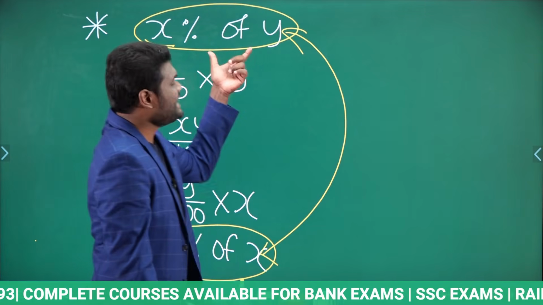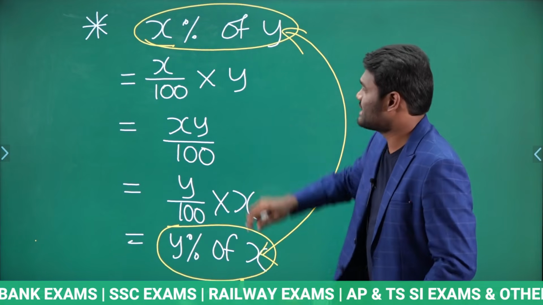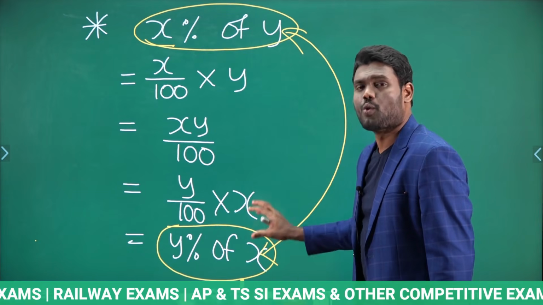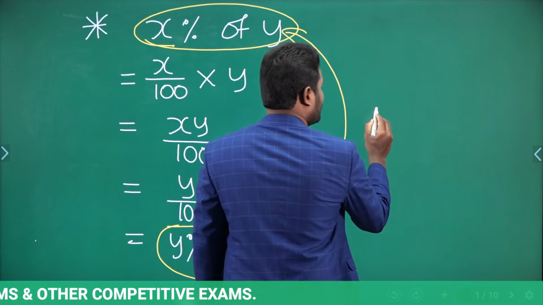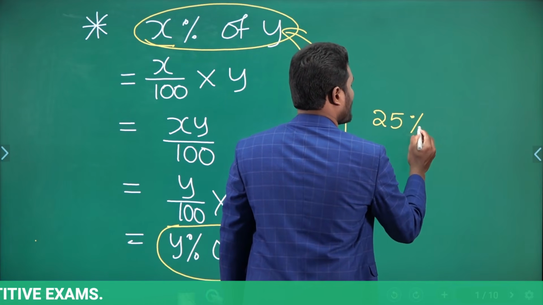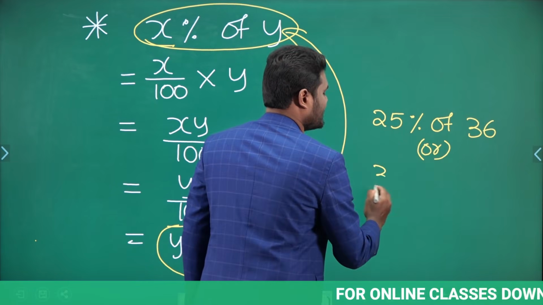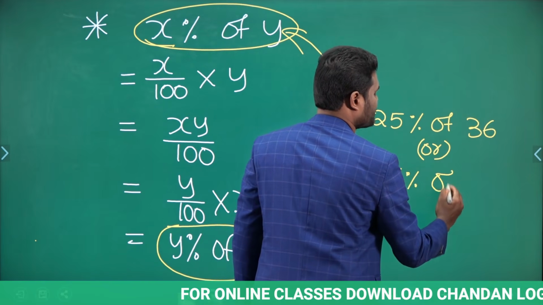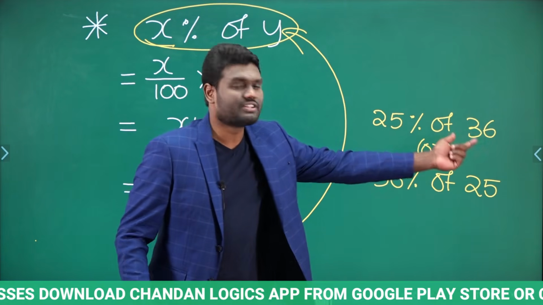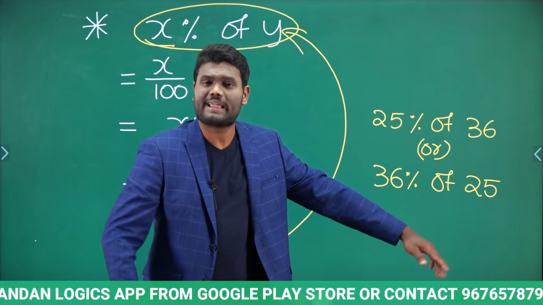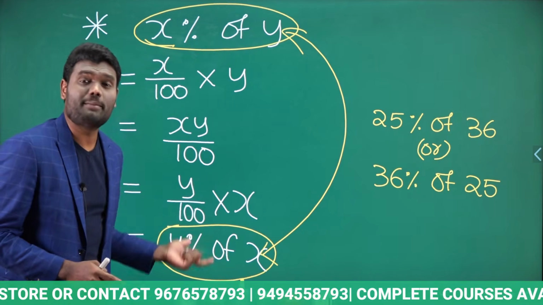My initial equation is x percent of y, and finally I got y percent of x, which means both are exactly the same. That is the reason whether you calculate 25% of 36 or whether you calculate 36% of 25, both of them will be the same. If you want, you can check it. 25% of 36 or 36% of 25, both of them will be the same. Why? Because x percent of y is the same as y percent of x.